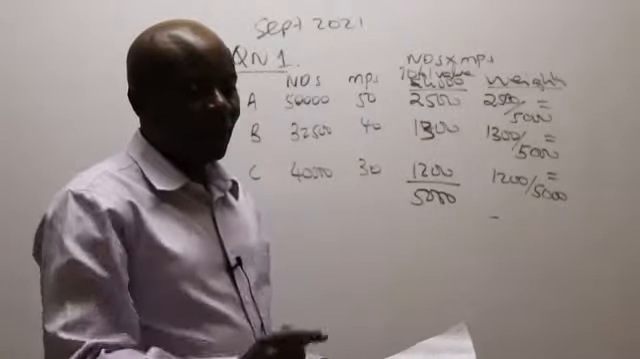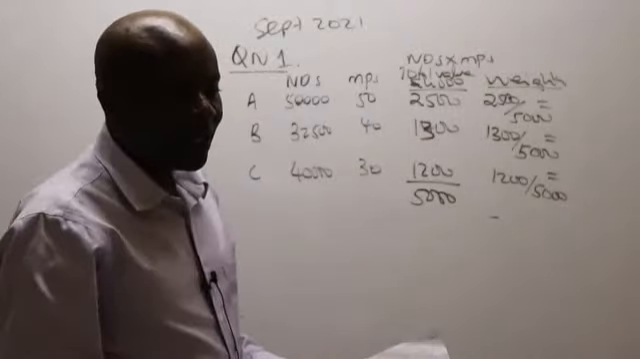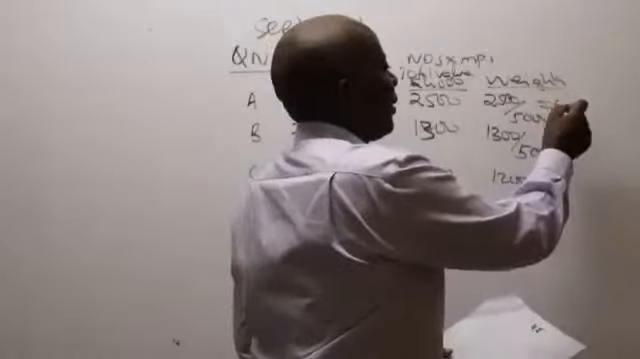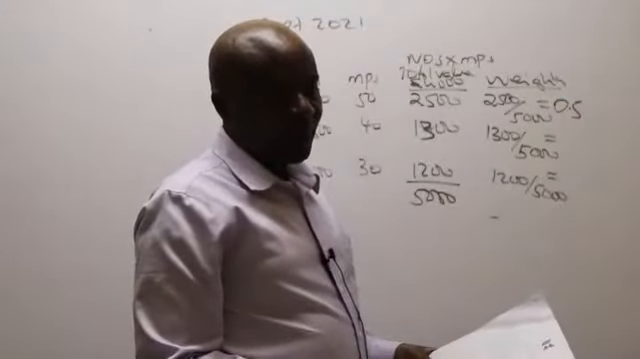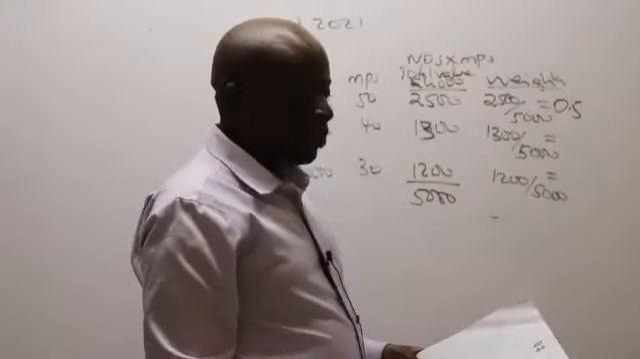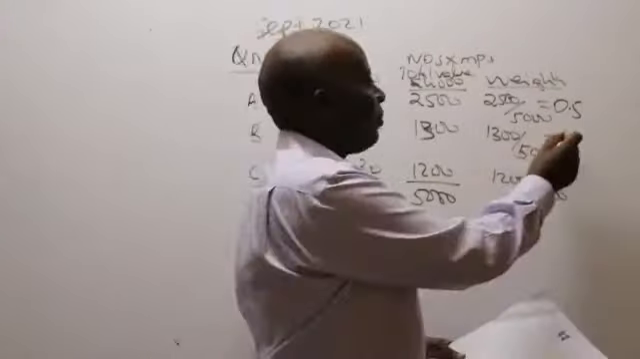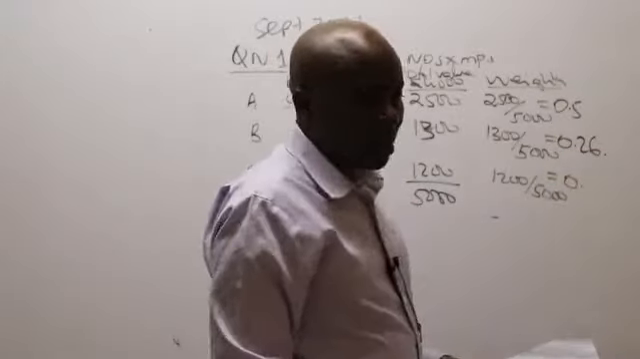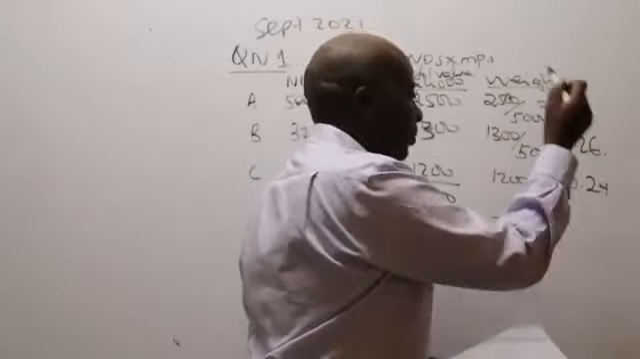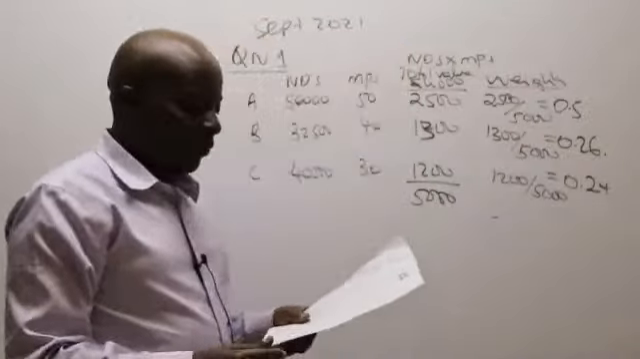Claire gives me 0.5. Then the next one is 0.26. Then the next one should be 0.24. Thank you very much. At least they've been able to get low-hanging fruits.